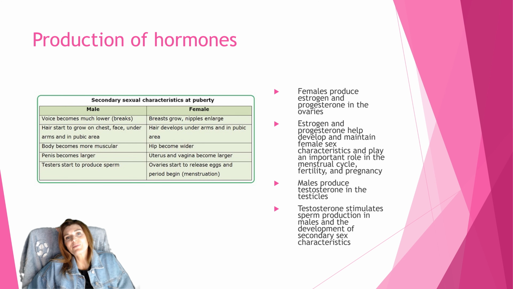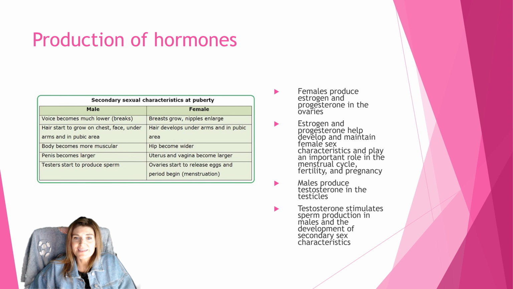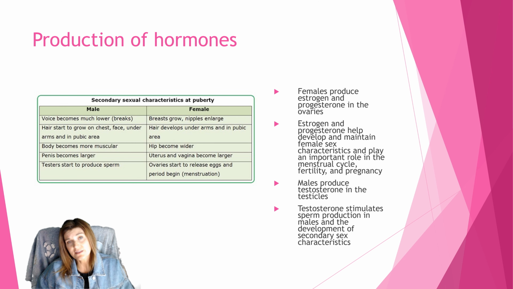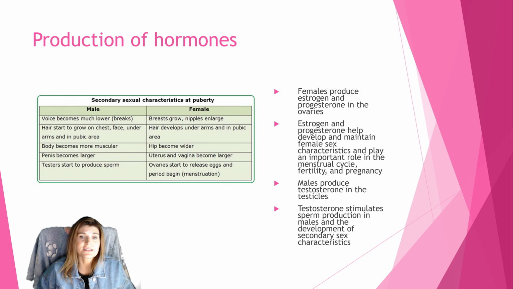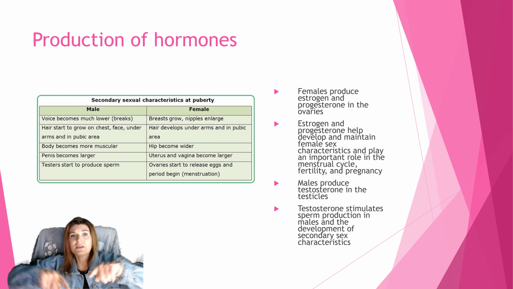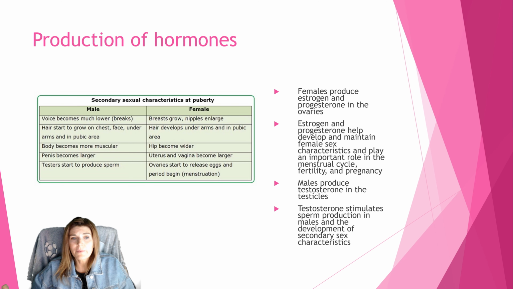Okay, estrogen and progesterone help develop and maintain female sex characteristics and play an important role in the menstrual cycle, fertility, and pregnancy. Okay, males produce testosterone in the testicles, and the testosterone stimulates sperm production and the secondary sex characteristics that are here. So just think kind of broad shoulders. They a lot of times have like the V taper on the guys, and the girls just end up with the hourglass form. It is all about preparing our bodies to make new people.